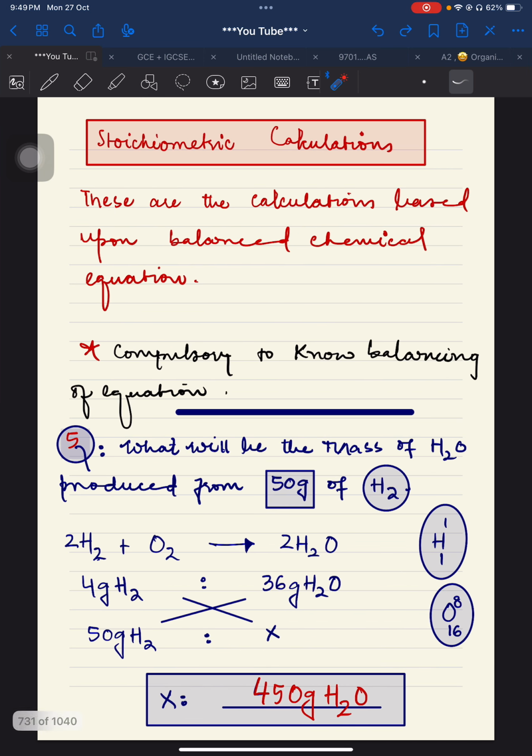Then there is stoichiometric calculation. Many of the students are unable to pronounce this word even. I have observed this thing. It is stoichiometric calculation. I'm just pronouncing it again, stoichiometric calculation.